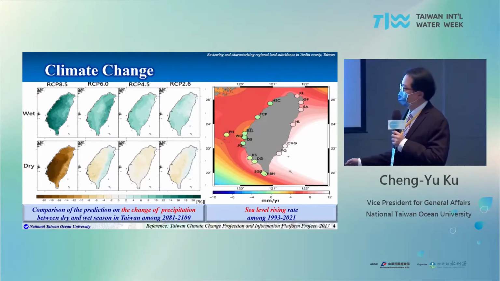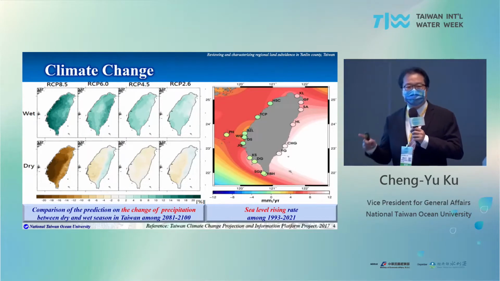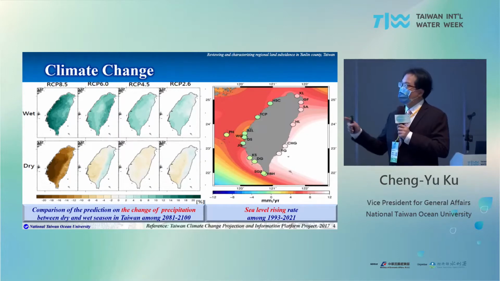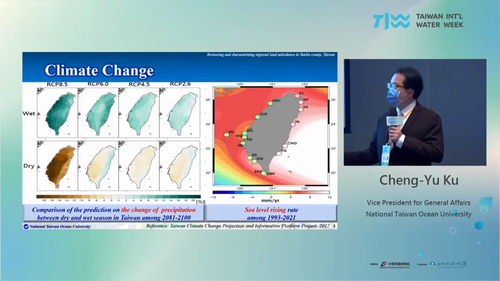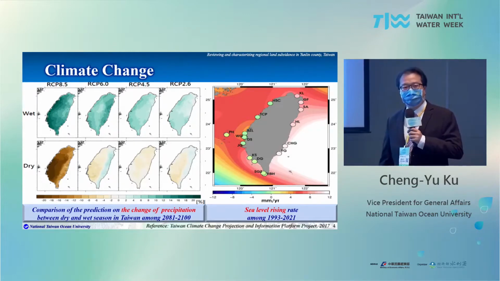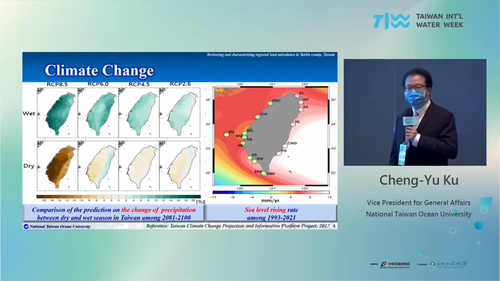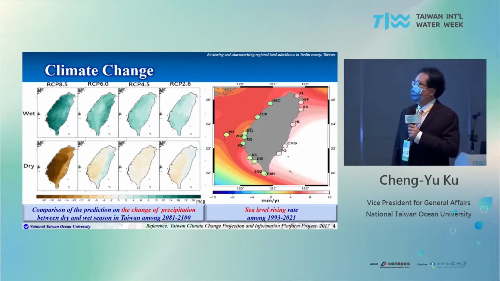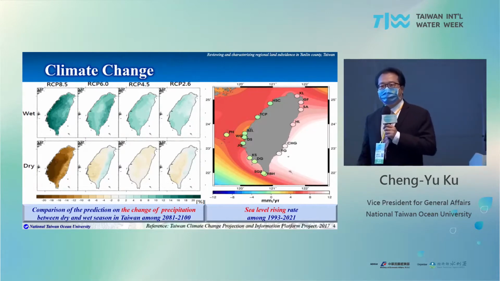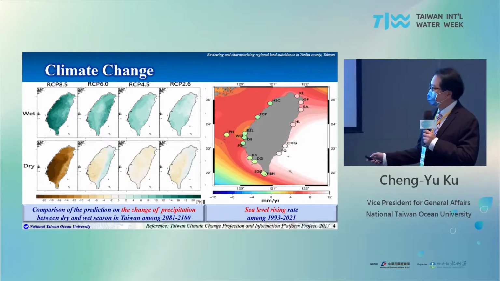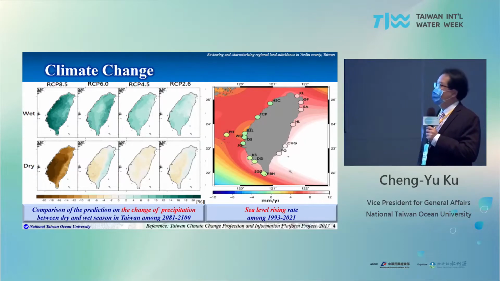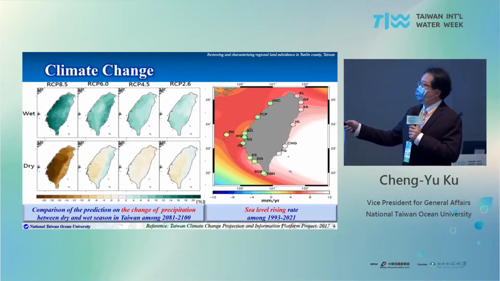The first one is the change of precipitation pattern, which means that due to climate change, the dry season will be more dry, and in the wet season we will have more intense rainfall. So it will be a quite big challenge for water resource management. Also, another big challenge is the sea level rising, especially in the west side of Taiwan.